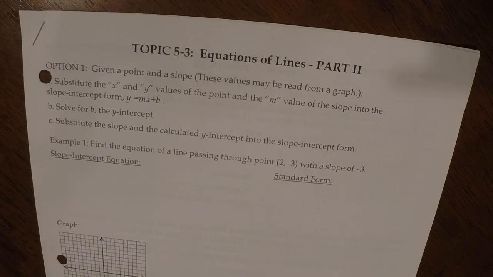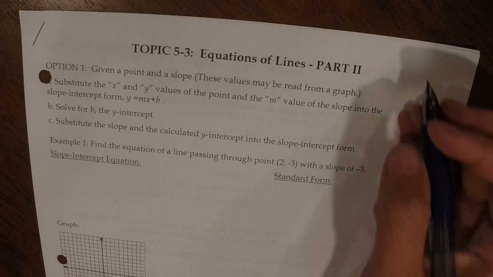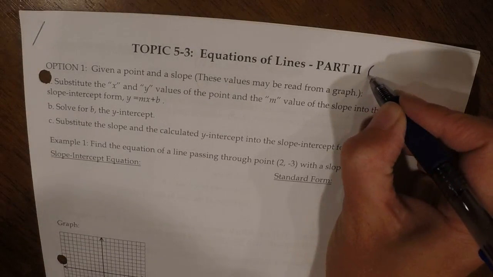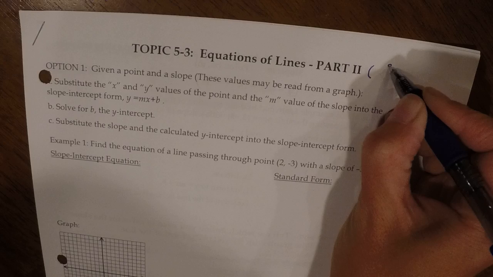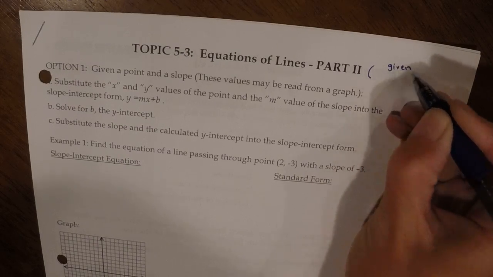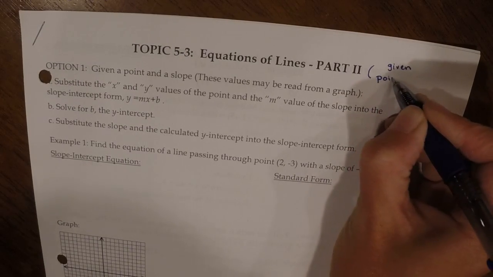Now that you've got the basics of how to move things into standard form and how to find the equation of the line if you're given your slope and your y-intercept, now we're going to move on and make it a little harder. We're going to find the equation of the line. It says part 2 because now this is if you're given a point and a slope.